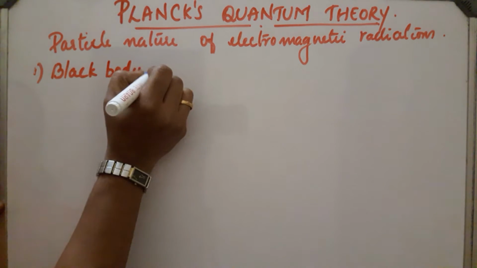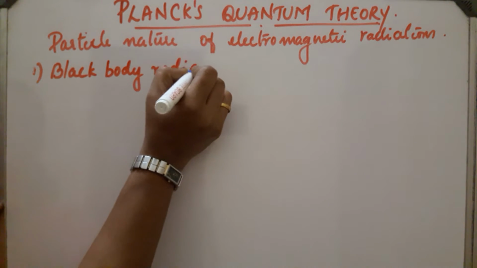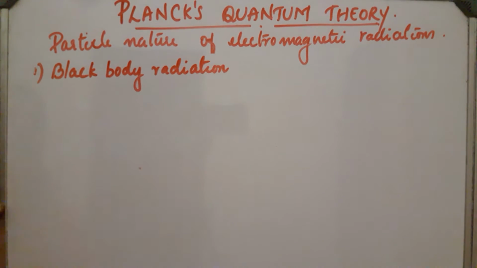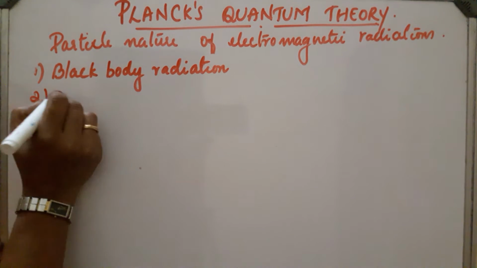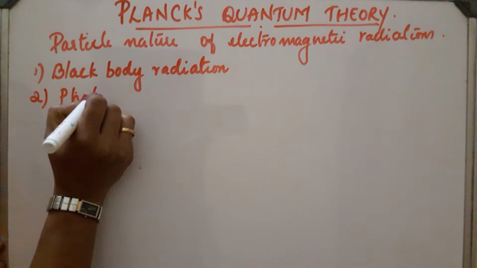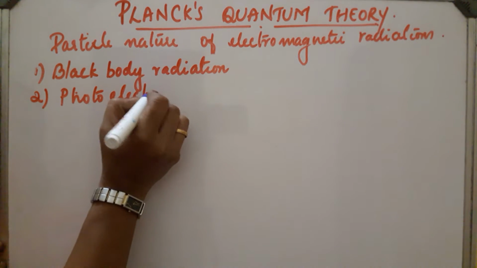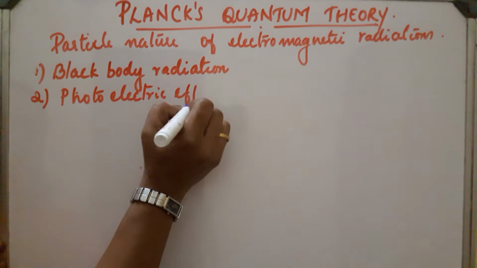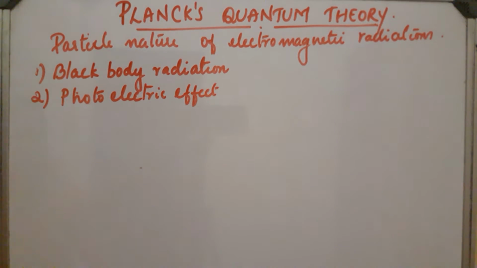Black body radiation means emission of radiation by hot bodies. And the second one is the photoelectric effect. Photoelectric effect means ejection of electrons from the metal surface on the absorption of radiations, or when the radiations fall on it.